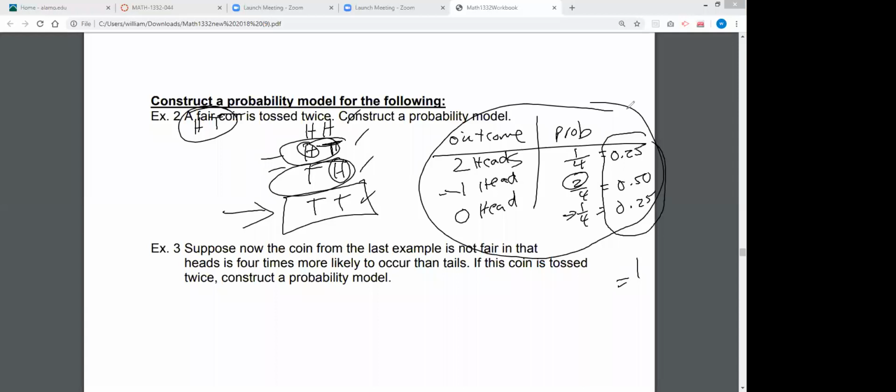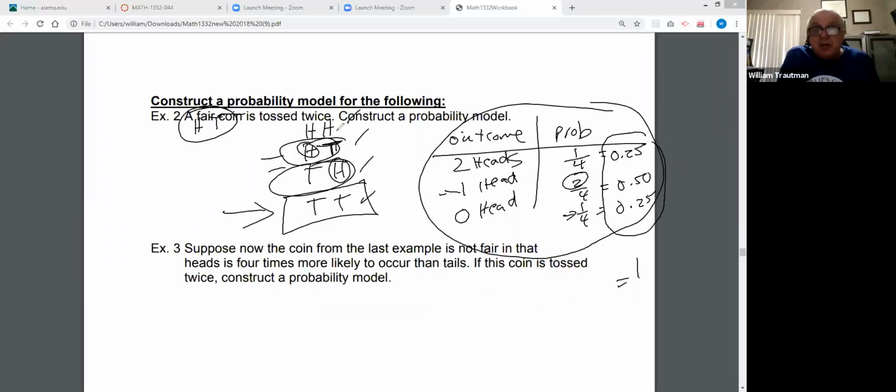How come you don't do a probability for one tail as well? Well, you could do it. It's the same thing, by the way. One tail is the same thing as one head. Do you see? If you have one head, that means you also have one tail.